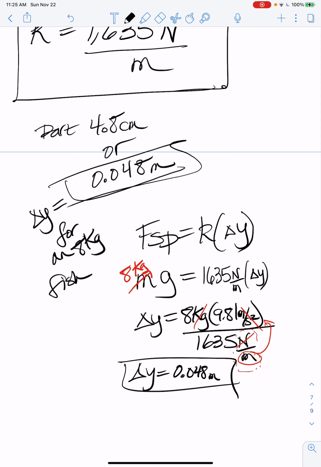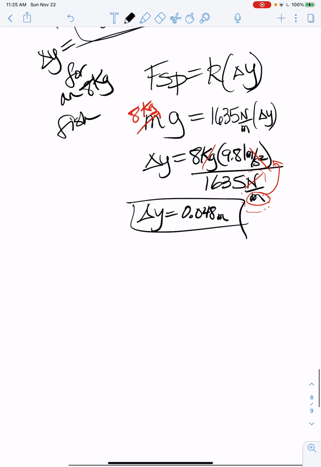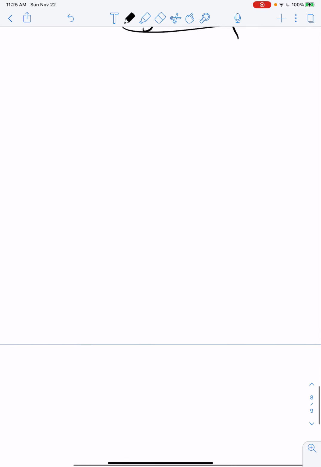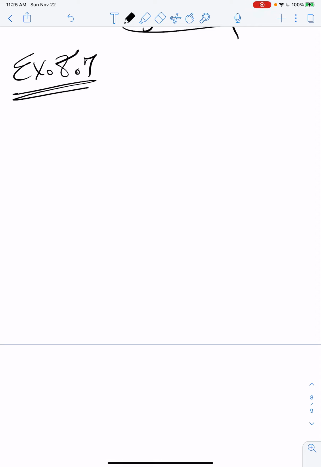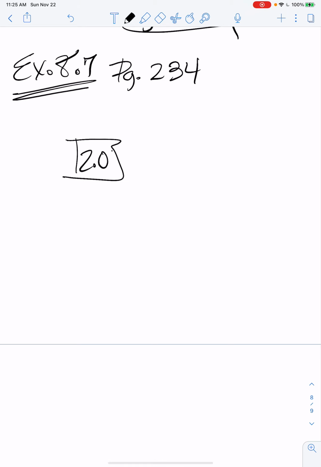All right, good. Let's look at one more example here, and then we'll look at an energy example. This is example 8.7, and this is on the same page, which is 234. I like this example. I thought it was cool. You take a 2.0 kilogram mass, you attach it to a toy train.